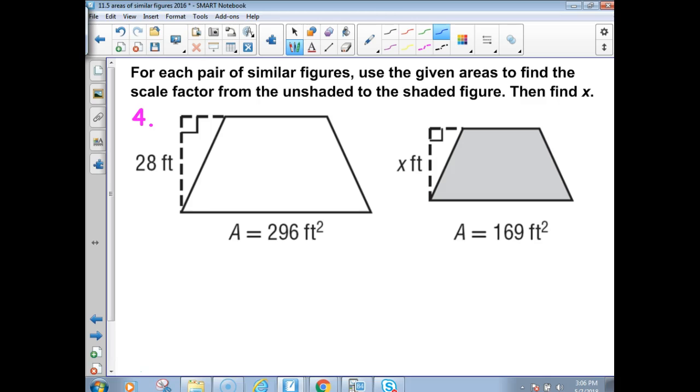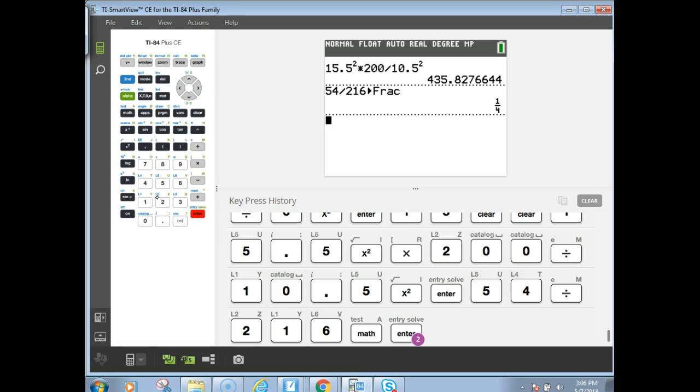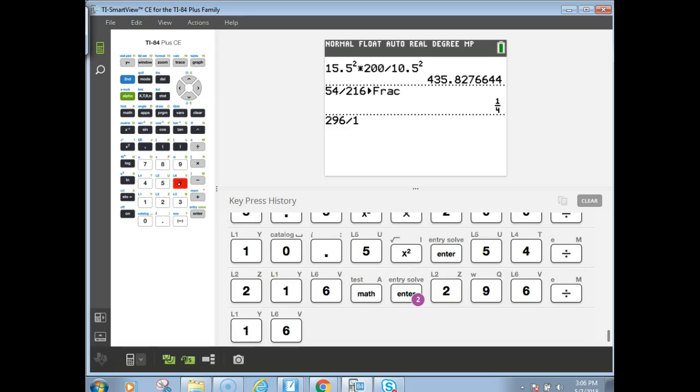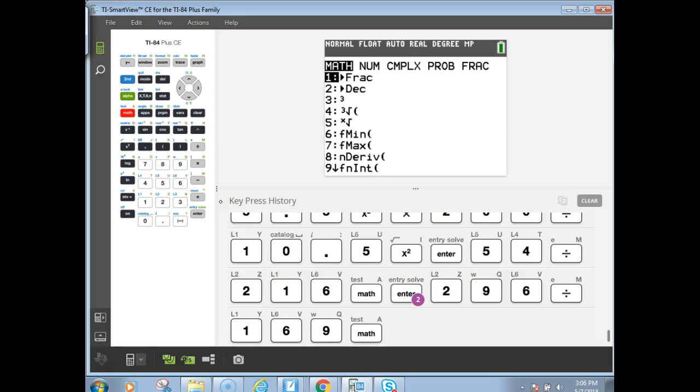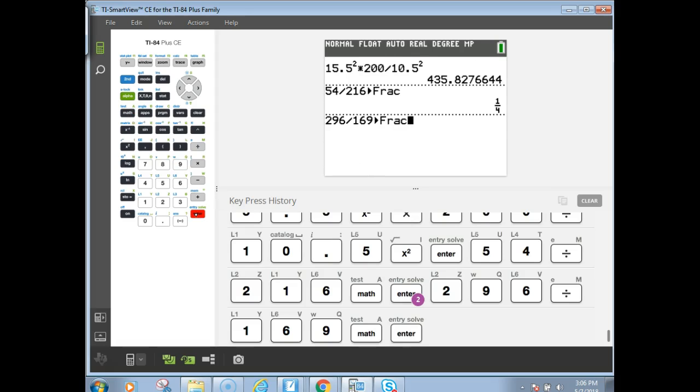Number 4. Not all the problems have beautiful answers. I'm going to check out how 296 compares to 169, and then I'll probably show you something else. If I type in 296 divided by 169, excuse me, and I hit math, enter, it didn't reduce.